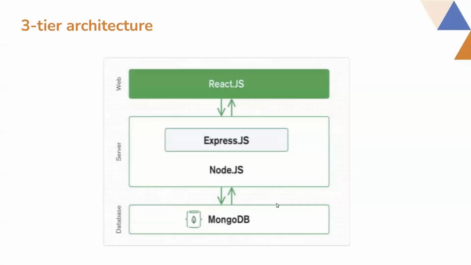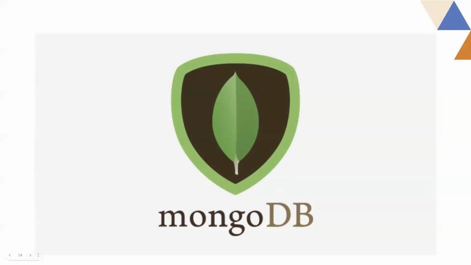So this is the three-tier architecture. On the web part, you will see React. On the server, we can see Express and Node.js. And on the database part, we will see MongoDB. Okay, so MongoDB. Let's talk about the two main types of database. The first one is the relational database, and the second one is the document database.